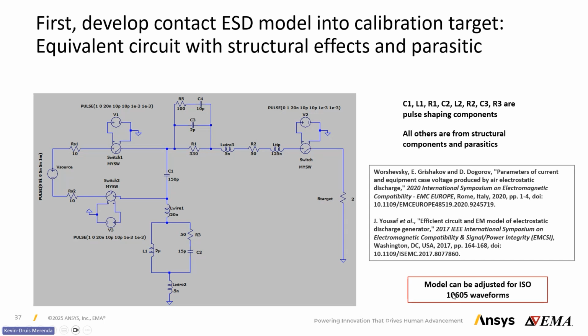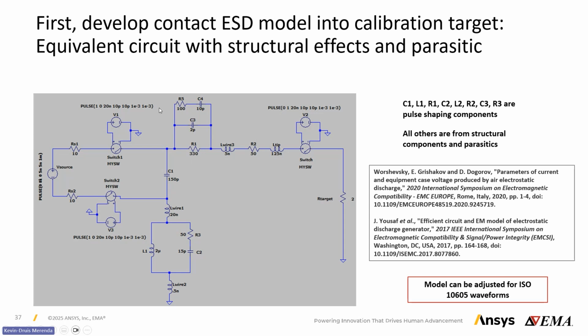A couple of things to note is here the target is represented as a 2 ohm target. So this is what you would change when you do a full wave solution and capture the material properties and the geometry associated with your device. We have the typical resistance of 330 ohms that we see in parallel with some of the capacitor and that is present for the ESD gun.